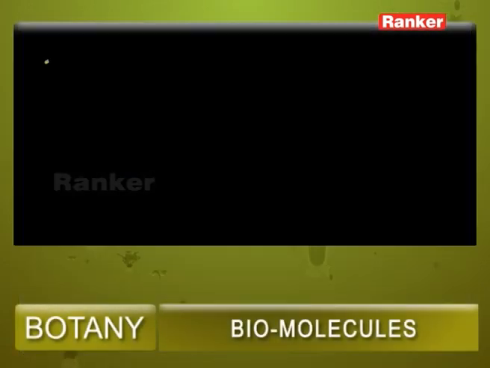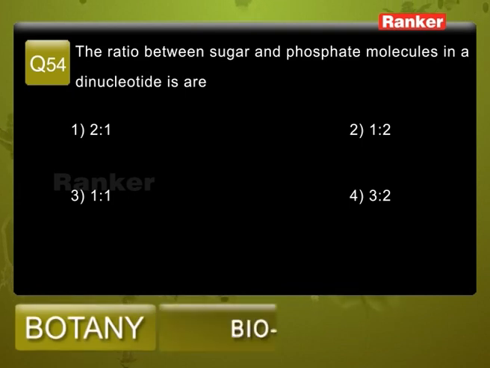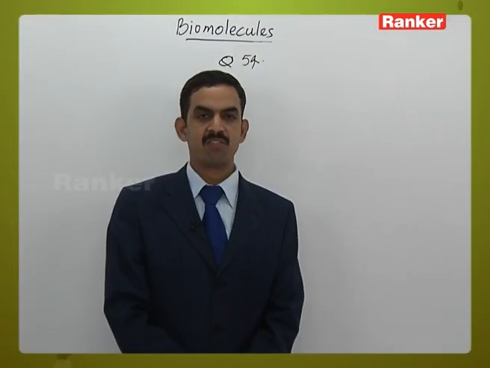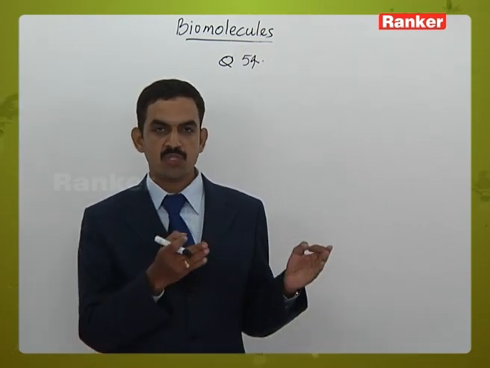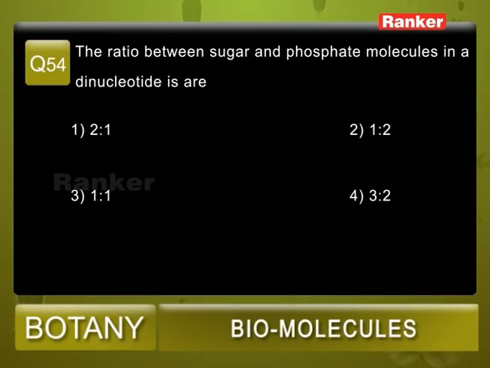Question number 54, the ratio between sugar and phosphate molecules in a dinucleotide is: options 1) 2:1, 2) 1:2, 3) 1:1 and 4) 3:2. Okay, here we are saying dinucleotide. Whatever the nucleotide may be, the proportion between the sugar and phosphate molecules will be only 1:1. There will be no change in the ratio here. So question number 54, the correct answer is 3.